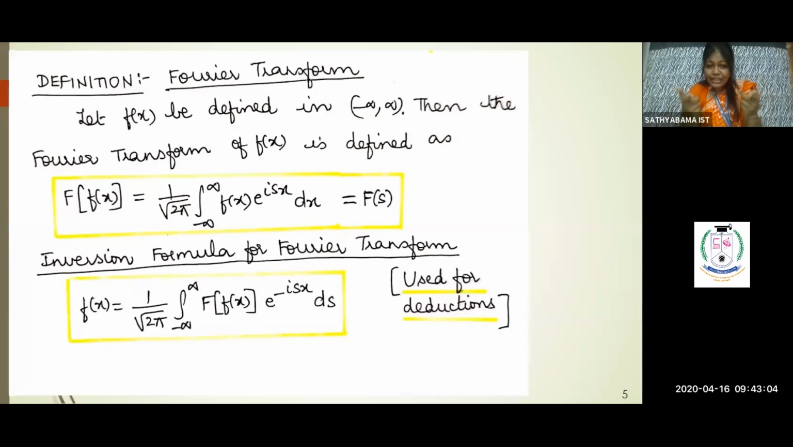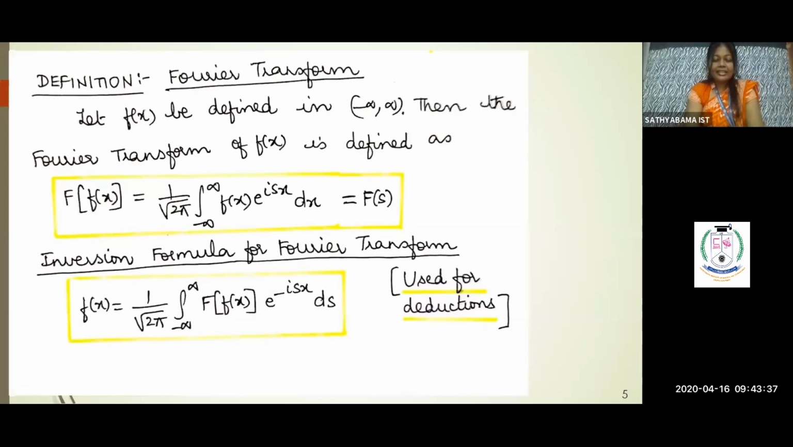If you look at the definition of Fourier transform and the inversion formula, both the highlighted parts, what is the difference? In the inversion formula, f of x and F of s are interchanged. Did you note that? From the main formula, just interchange f of x and F of s, you get the inversion formula. What other differences do you see? In the main definition, you have e power plus i s x. In the inversion formula, you have e power minus i s x. And remember, here it is ds. So what's the variable in the inversion formula? s is the variable because it says ds.